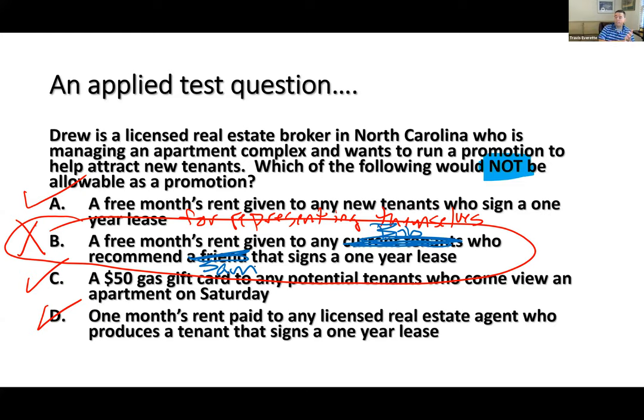Look at A: a free month's rent given to any new tenant who signs a one-year lease. Well, they're being paid, but they're not representing somebody else, so they don't need a license. Look at B: a free month's rent is given to a current tenant who recommends a friend. They're being paid, and they're being paid for representing somebody else. License. So you can look at it this way: A, no license. B, license. C, no license. D, no license. Which one is different? There's your answer.